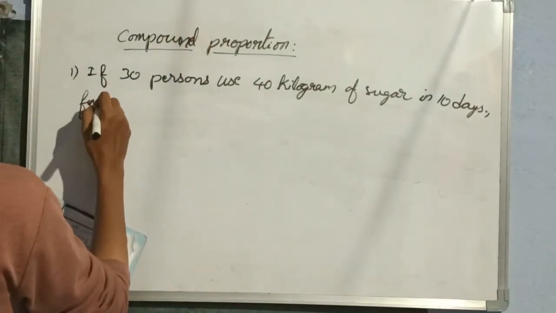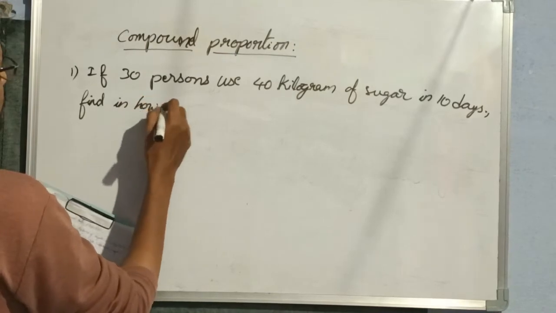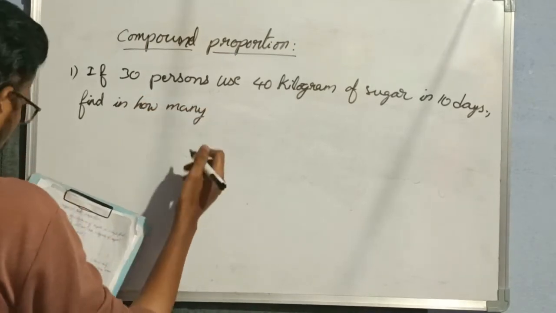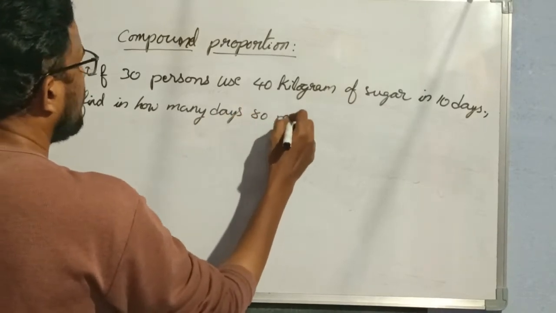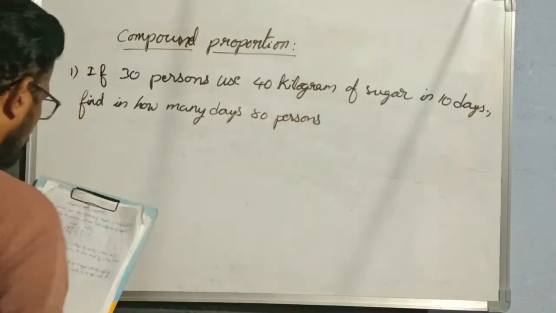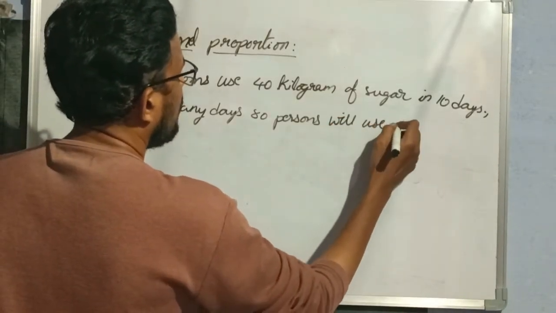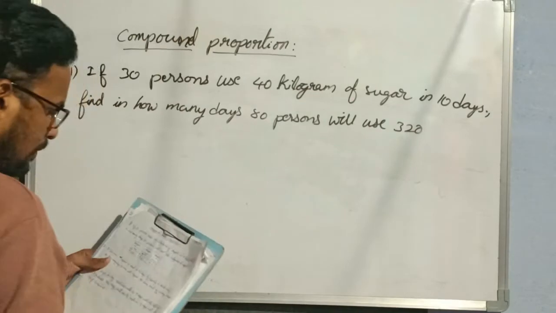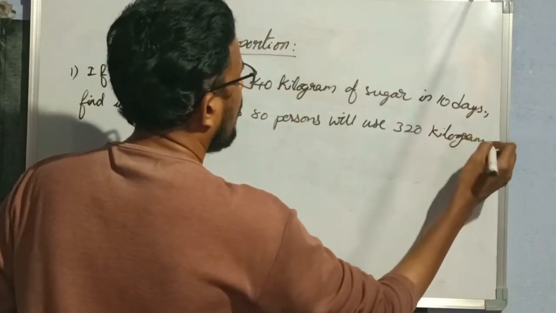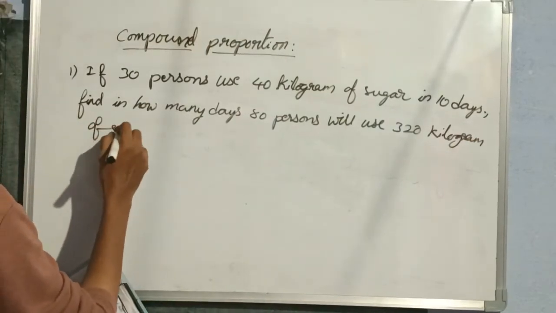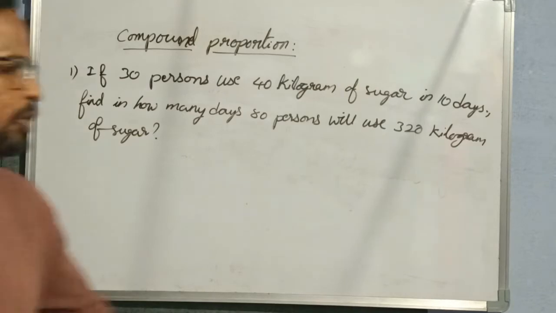Find in how many days 80 persons will use 320 kilograms of sugar. Okay, this is our question.